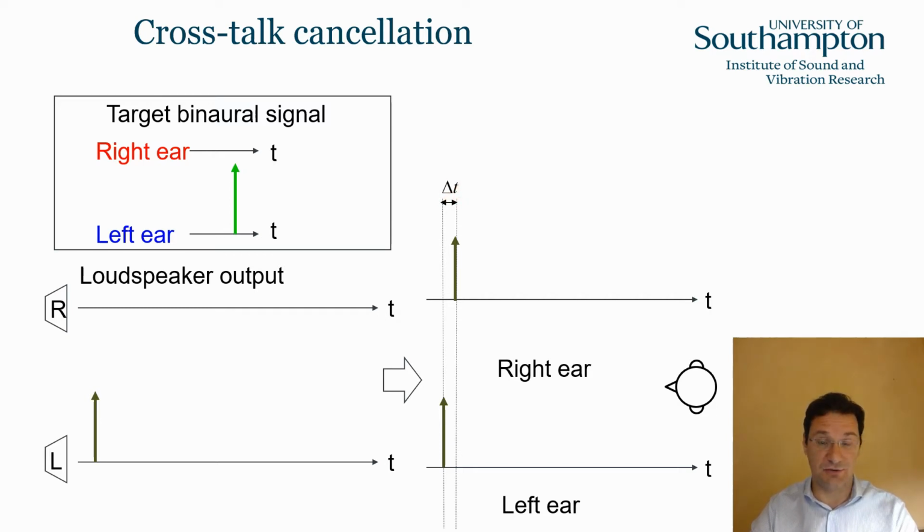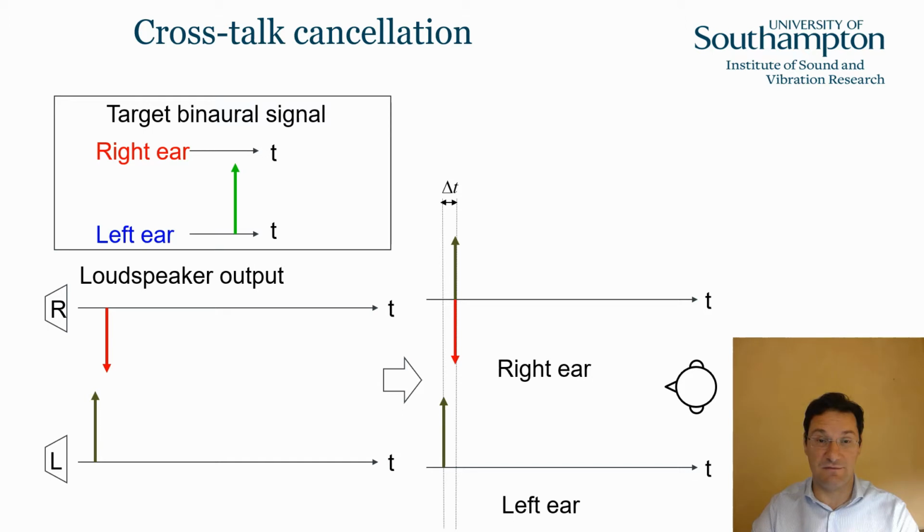In order to cancel crosstalk, what we can do is generate a pulse in opposite polarity, so a negative click if you like, with the right loudspeaker, with a little bit of delay, and because of that delay, that needs to be calibrated properly, the pulse is going to reach the right ear, therefore cancelling the initial pulse generated with the left loudspeaker.